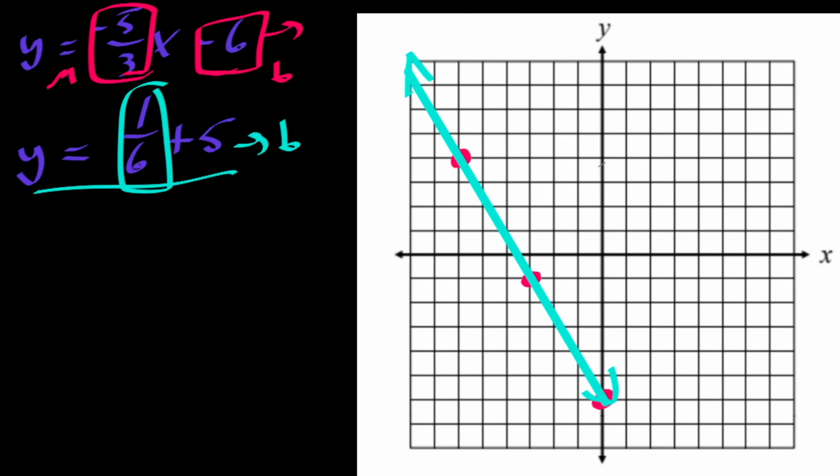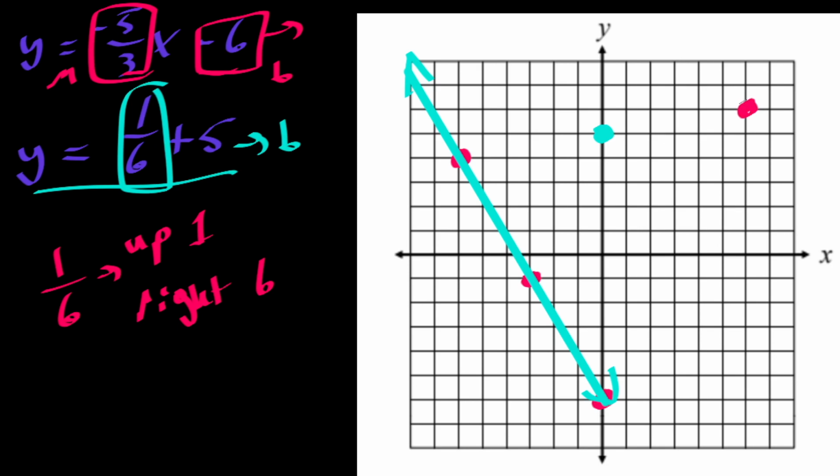1, 2, 3, 4, 5. And then I'm going to go down 1. So 1 over 6 means down 1. I mean up 1. What am I talking about? Up 1 and then right 6. All right, so I'm going to go up 1 over 1, 2, 3, 4, 5, 6.